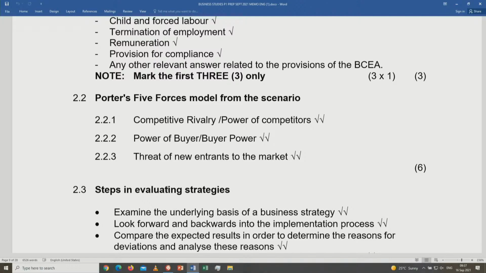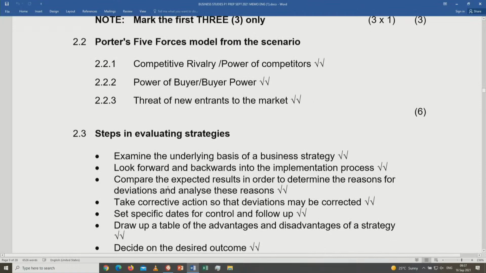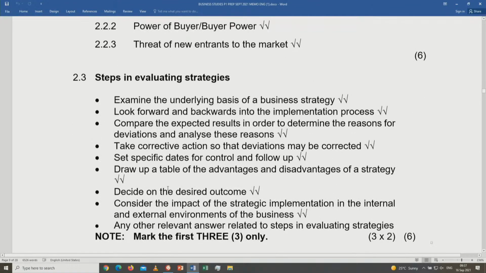And of course, 2.3, a question that has been repeated for some time now. Three steps in strategy evaluation. When you evaluate a strategy, and we've talked about this, I believe that your teachers, now I'm referring to learners, have also sensitized you.